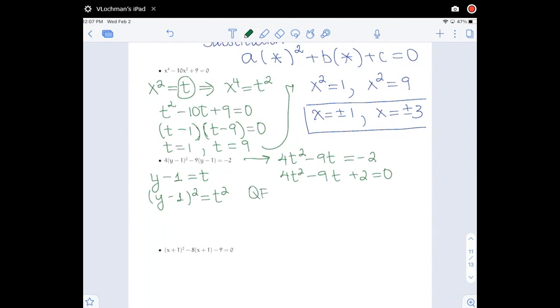Quadratic formula. Okay. So 9 plus or minus square root of what? Negative 9 squared minus 4 times 2 times 4, over 2 times 4.